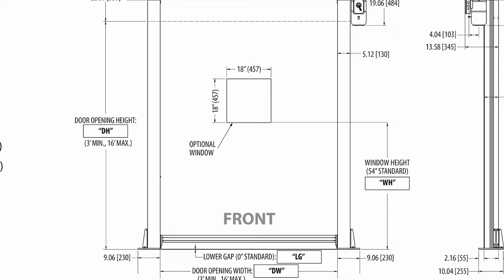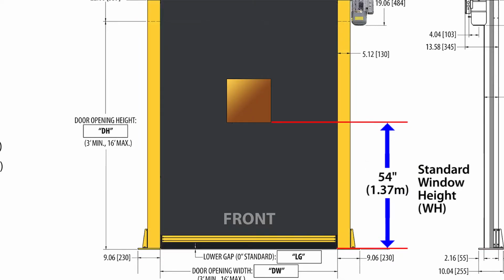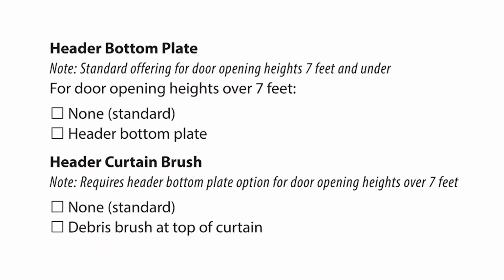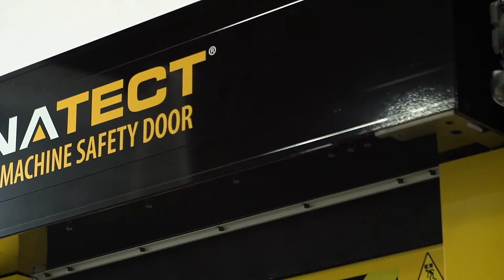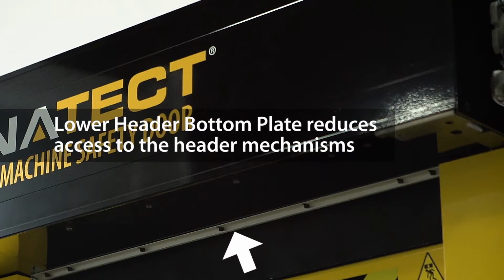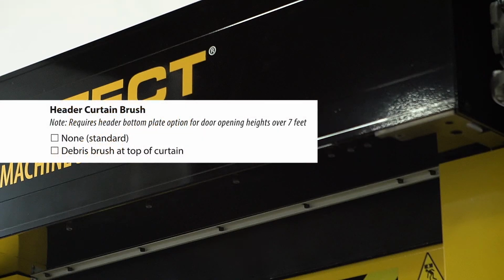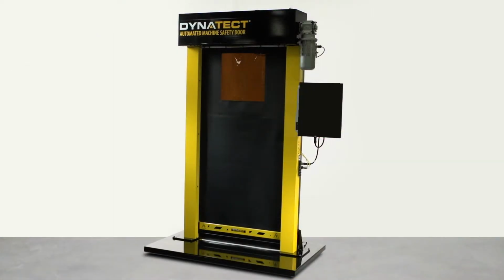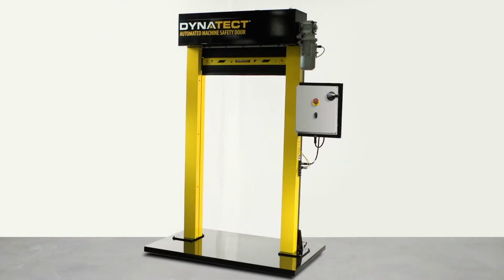The standard window location begins 54 inches from the bottom of the curtain, or you can specify otherwise. You have the option of a header bottom plate on doors over 7 feet. This protective cover reduces access to the header mechanisms. It is standard for doors under 7 feet. If you choose the optional header bottom plate, you also have the option of adding a header brush. This brush helps sweep debris from the curtain as it retracts into the canister.